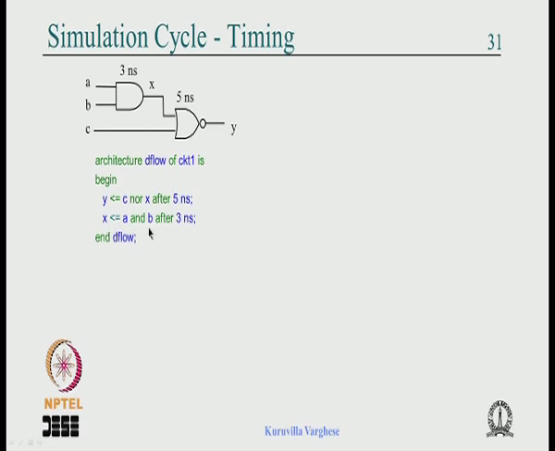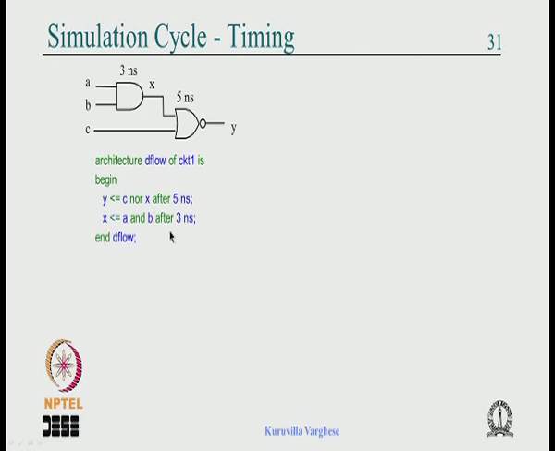Now X is A and B after 3 nanosecond. Now you see that the Y is written first and X is written after that. So the order of the statement is opposite to the order of the way the data is flowing.